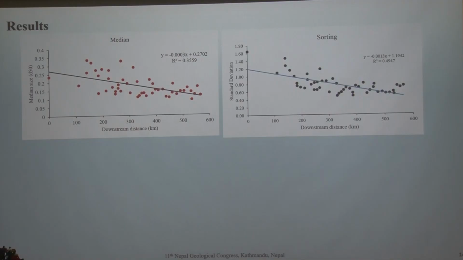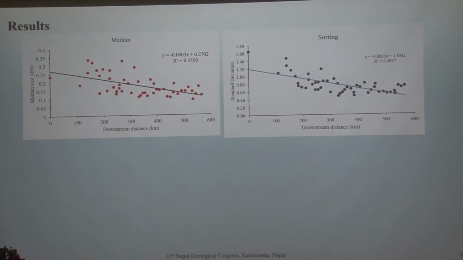Here, along the mid stretches of the Karnali River system, the sorting is poorly sorted to moderately well sorted, almost moderately well sorted. The second graph shows the standard deviation, which is used to analyze the sorting of the sediment. In this figure, as we can see, the trend line is decreasing. From this, we can ascertain that as the river flows downstream, the sorting is improving.